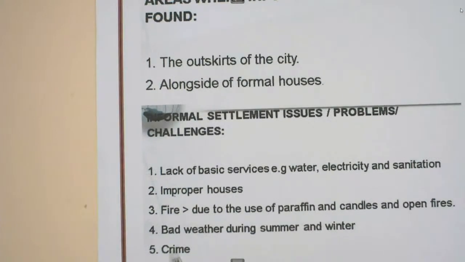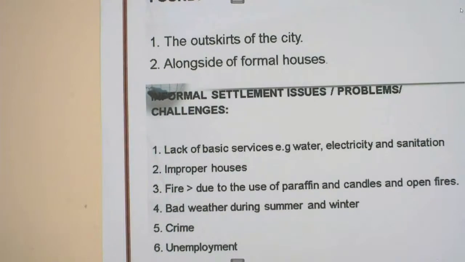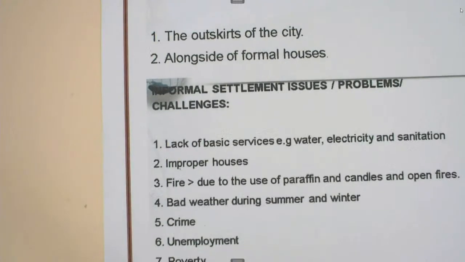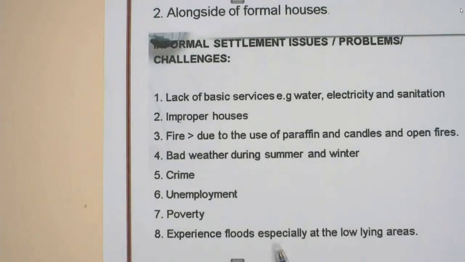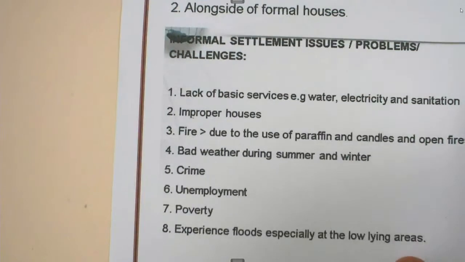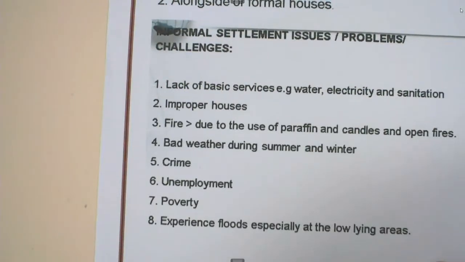Crime is the order of the day in informal settlements. People there are mostly unemployed. Poverty. Basically, these people are poor, and they also experience floods, especially if they happen to live in low-lying areas. So now these are the problems faced by informal settlement dwellers.